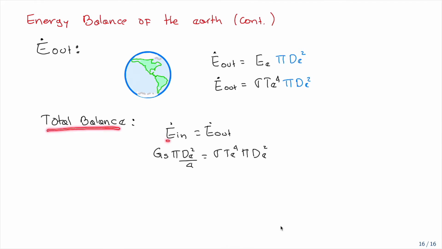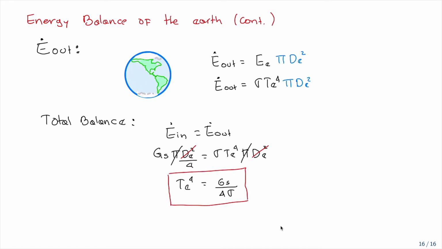So the total balance, energy in equal to energy out. We have Gs, the irradiation from the Sun, multiplied by the projected area of the Earth, equal to sigma, the temperature to the 4, multiplied by pi dE squared. So we can simplify and solve for the temperature of the Earth. The temperature of the Earth to the 4th is equal to Gs. And what else can we simplify? We can also simplify the diameter of the Earth squared. Gs is divided by 4 and divided by sigma. So this is an expression for the temperature of the Earth.